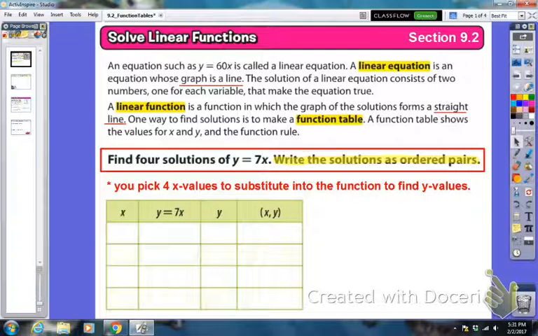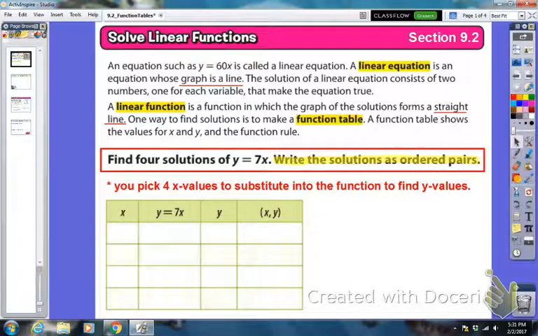So there's an x value and a y value that we can substitute into the equation and it would be true. A linear function is a function in which the graph of the solutions forms a straight line. So if your points do not lie in a line, you probably made a mistake somewhere, so double check your signs or double check on the calculator to make sure you didn't make a mistake in a calculation.